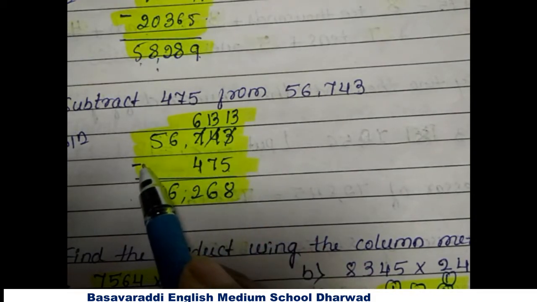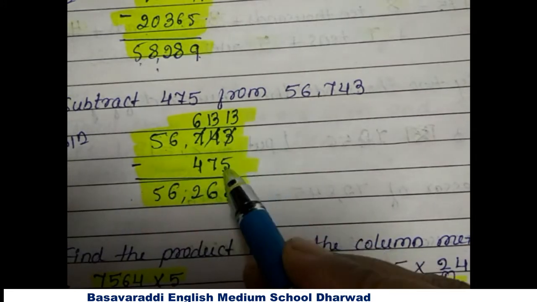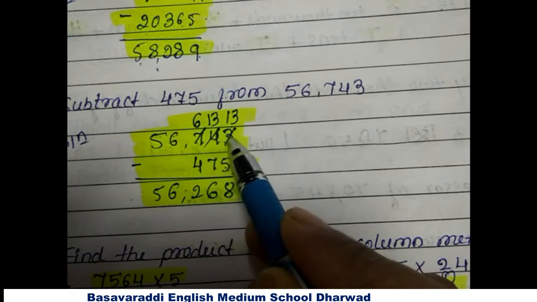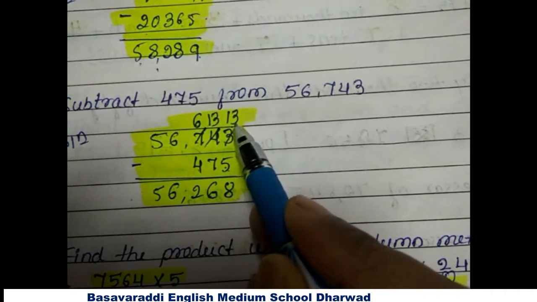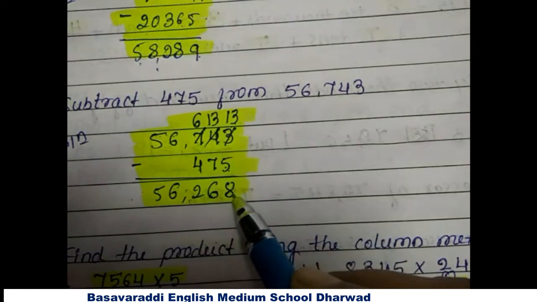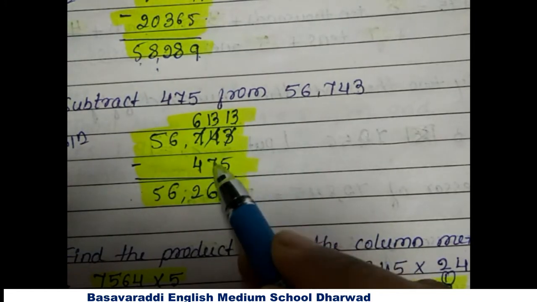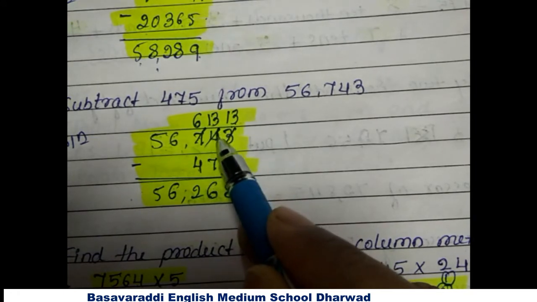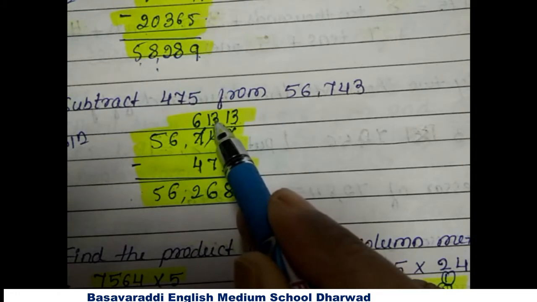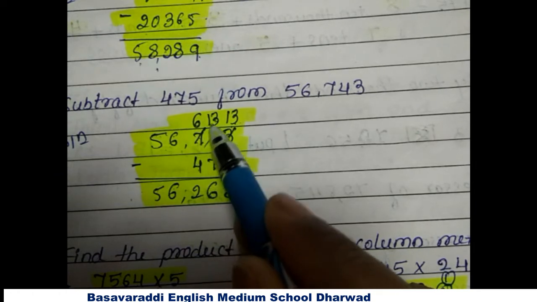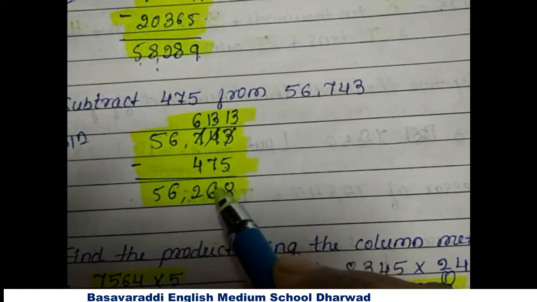Let's start the subtraction here. The 3 minus 5 is not possible. We regroup the number, the tens and ones place. It becomes 13. The tens place number decreases by 1. The 13 minus 5 is 8. Next, the 3 minus 7 is not possible. Again, we regroup the hundreds and tens places. It becomes 13. The hundreds place number decreases by 1. That becomes 6. 13 minus 7 is 6.